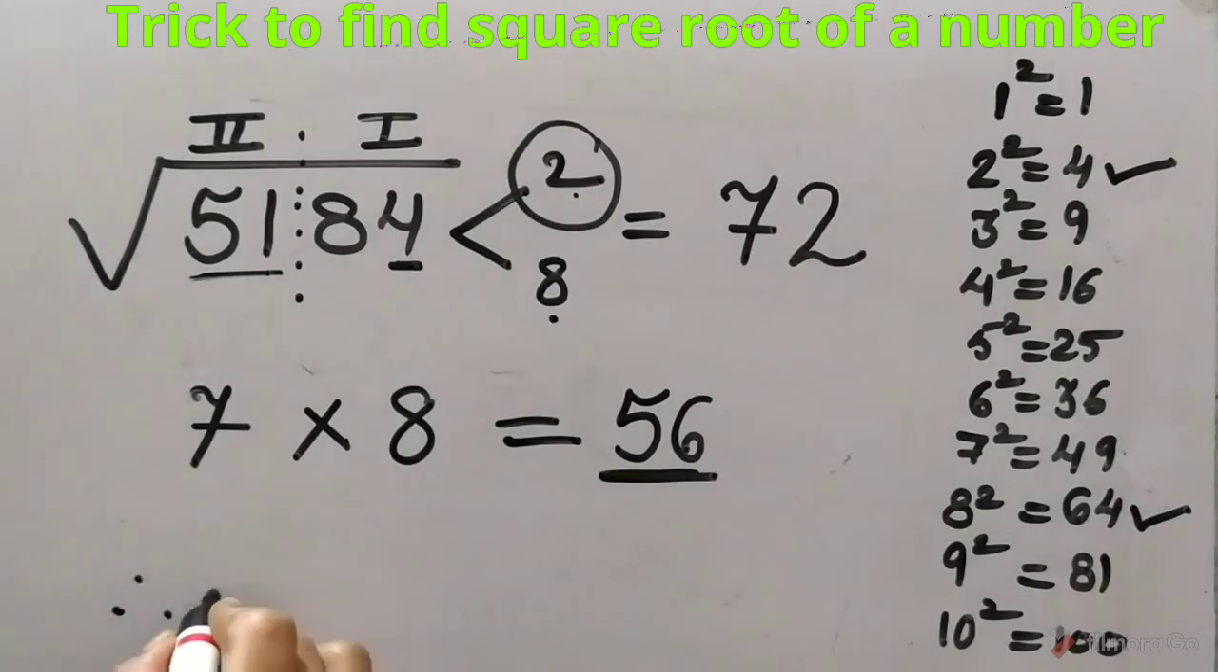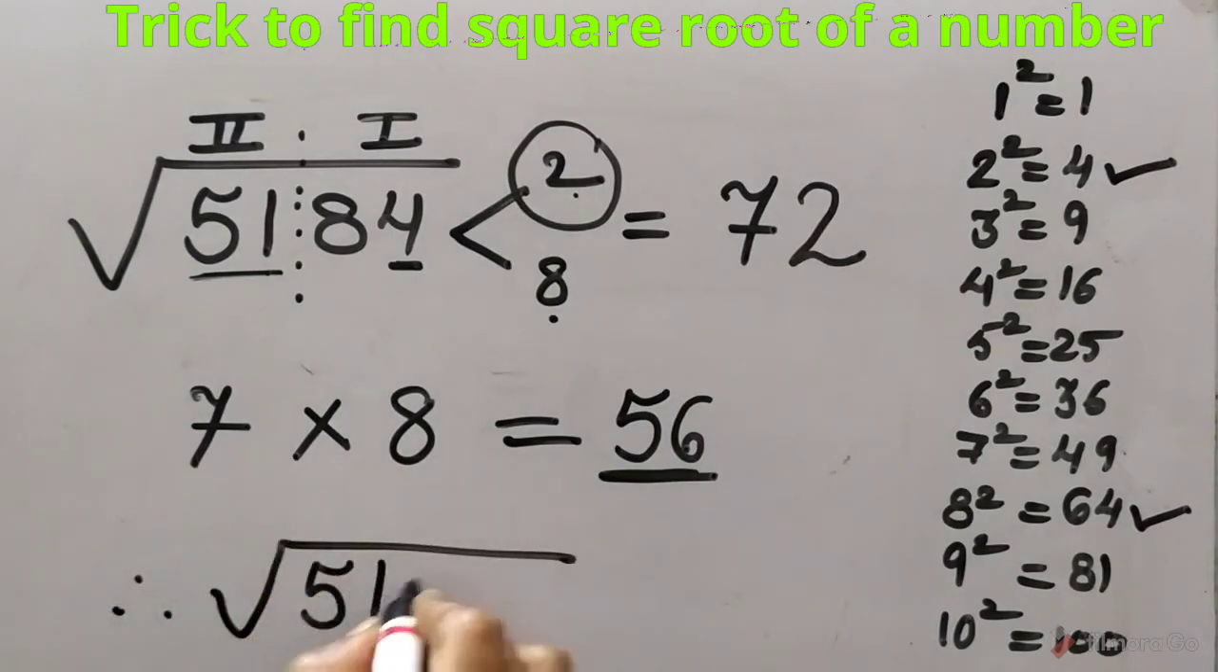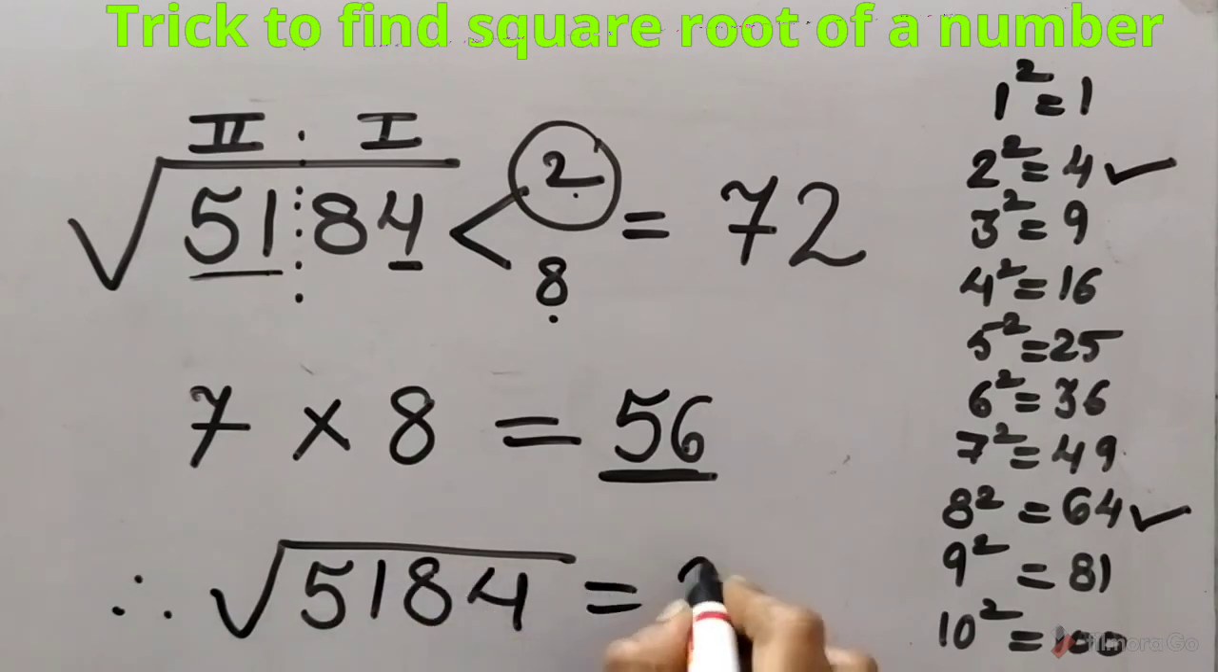So therefore, square root of 5184 is equal to 72.